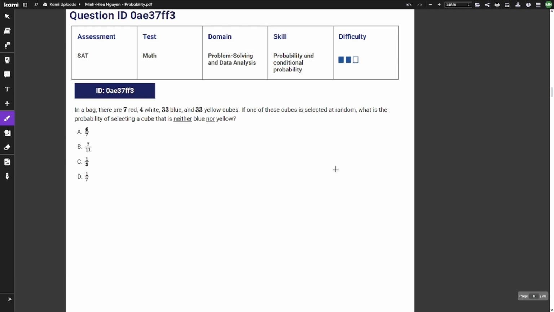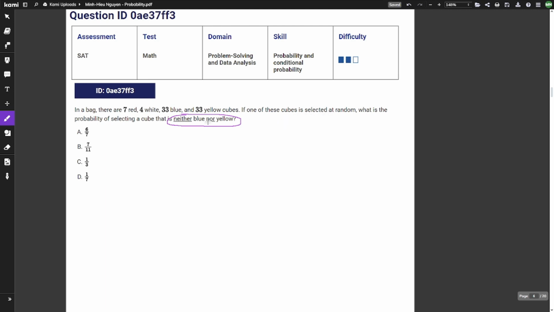Question number 6. There isn't a table this time, so we should probably read the entire thing, because there won't be any information describing a table, because once again, there's no table. Anyways, in a bag, there are 7 red, 4 white, 33 blue, and 33 yellow cubes. If one of these cubes is selected at random, what is the probability of selecting a cube that is neither blue nor yellow?